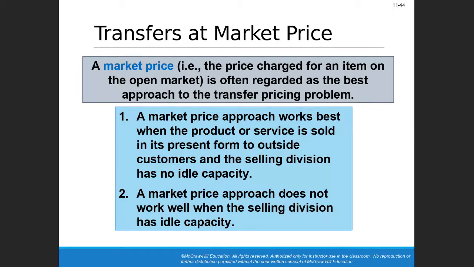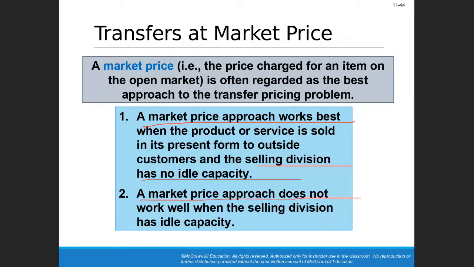Market price, that's pretty easy. They're talking about oranges. Everybody knows how much oranges cost. You can buy them on the futures market. You can buy them on the spot market. Right now, today, you can buy caseloads of them all over the world. So a market price approach works best when it's sold out to outside customers and there's no idle capacity.